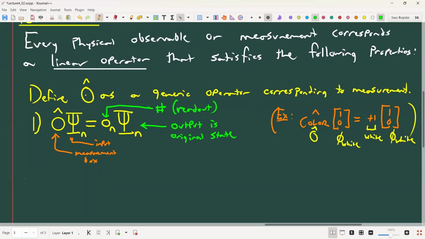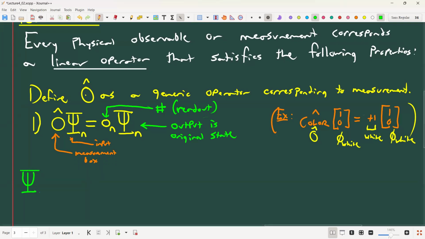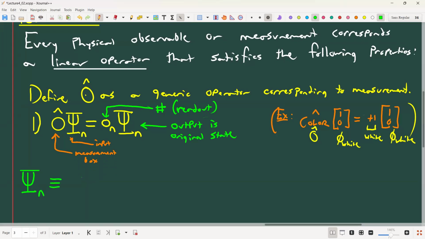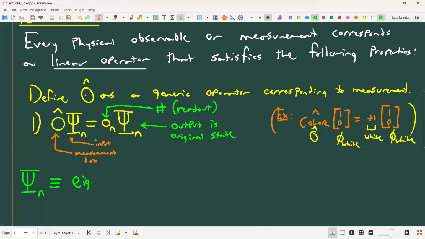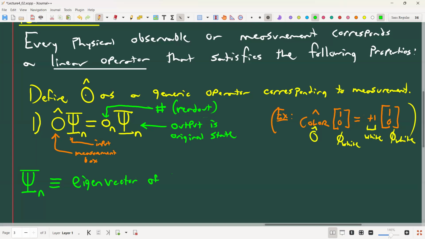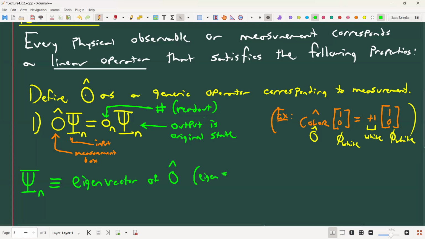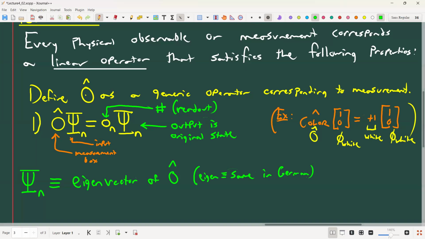Let me give you some names for these things. These are labels that we'll use, notation. If this is true, we call psi n an eigenvector of O. Eigen means same in German. I think I've mentioned that before. So it's a vector, or some state, that's unchanged upon a measurement or an operation.